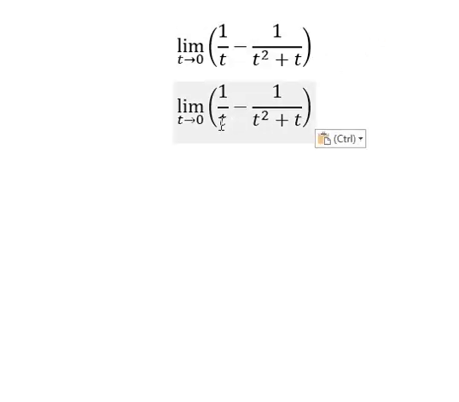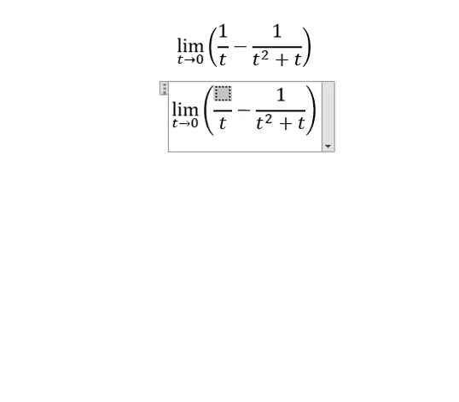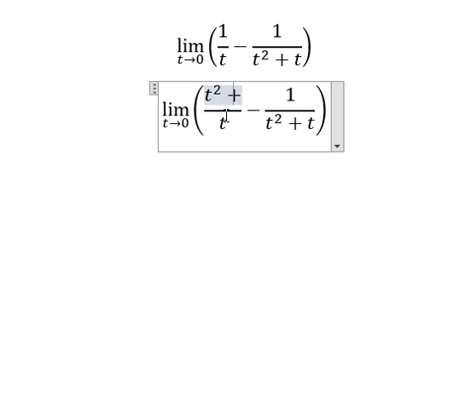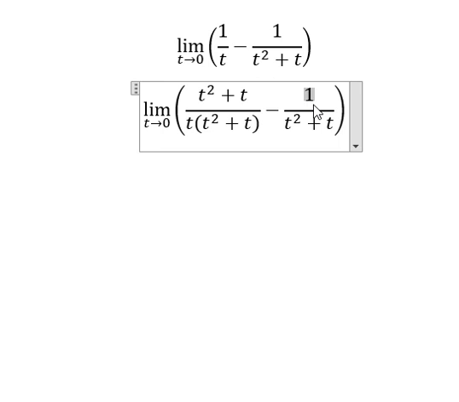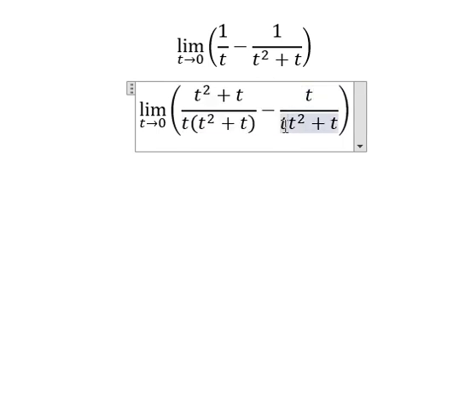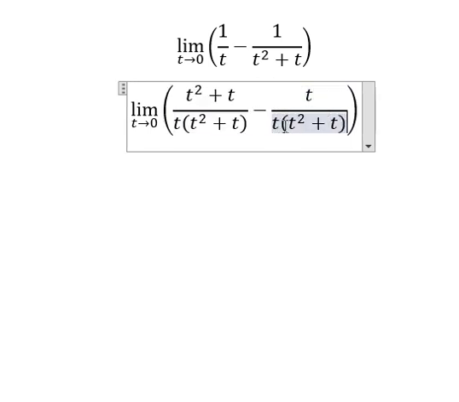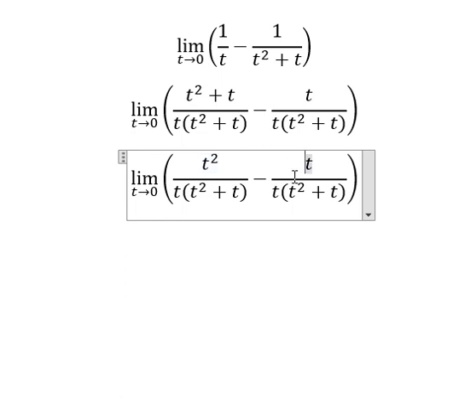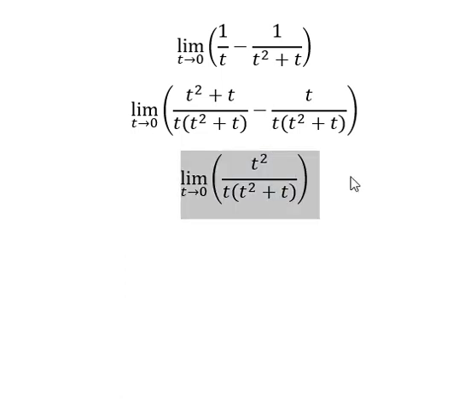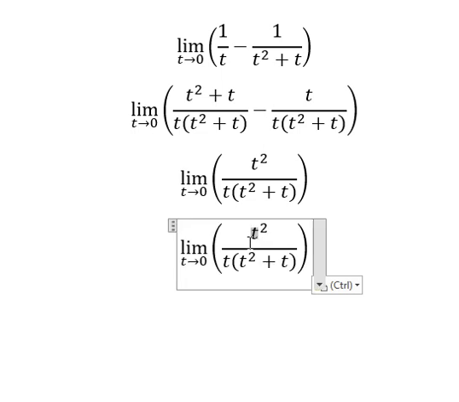We can do about common denominator and we have like this. So for this one, we need to multiply by t squared plus t for this one in here. This one, that's it for t. Next, t minus t we cancel. Now, we need to simplify t and t.